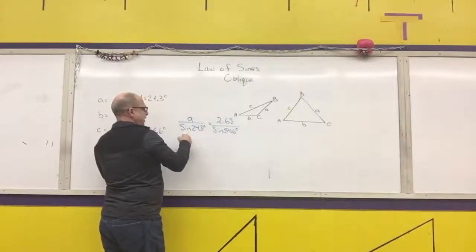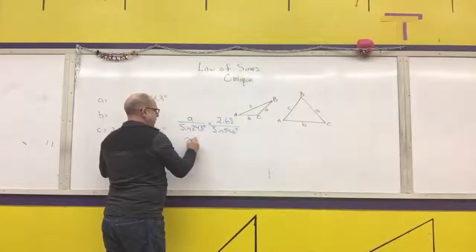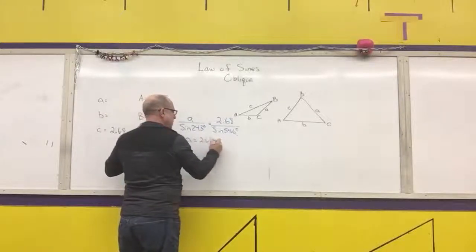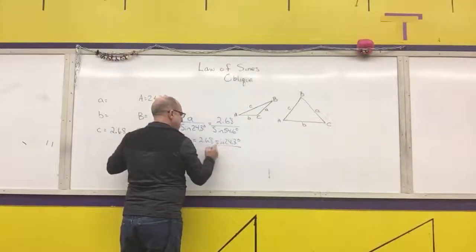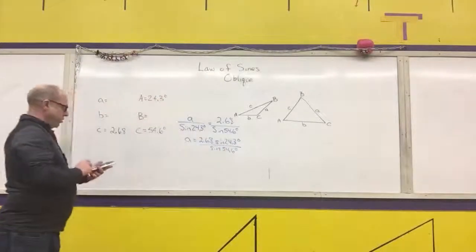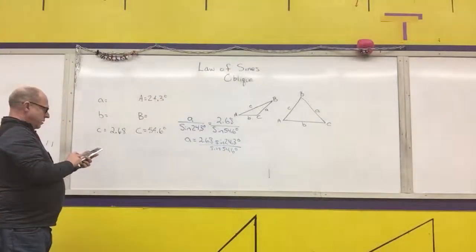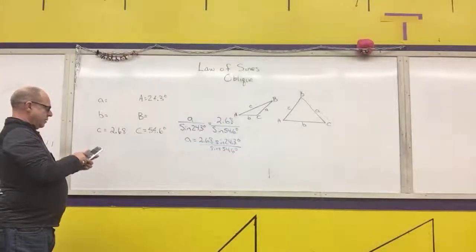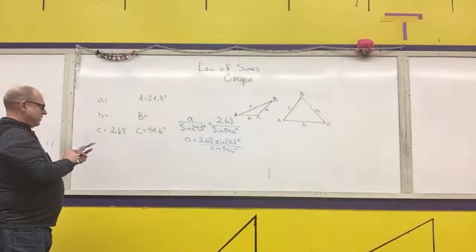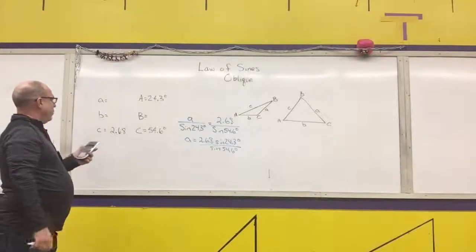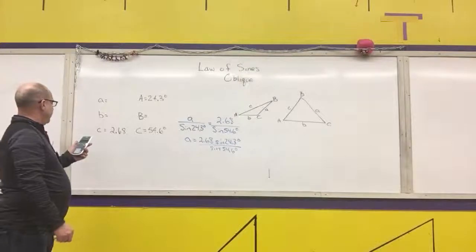Multiply both sides by sine of 24.3. Okay, so I get a equals 2.68, let's do a fraction, 2.68 sine of 24.3 over sine of 54.6. And I get 1.35.